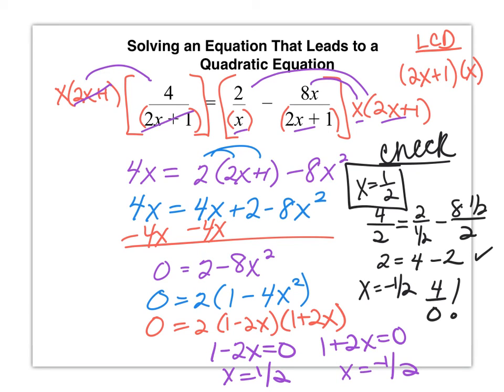So even though algebraically we were able to get x equals negative 1/2 as a solution, when we go back to check it, we see that's a restriction on the domain. So that is an extraneous solution. We're not going to include that. The only real solution to this equation is x equals positive 1/2.